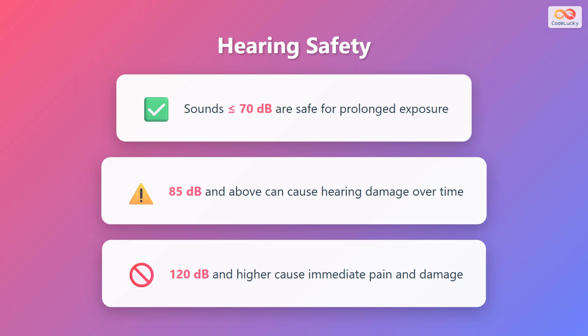Understanding decibels is crucial for protecting our hearing. Sounds at or below 70 decibels are generally safe for prolonged exposure. However, sounds at 85 decibels and above can cause hearing damage over time, especially with extended exposure. Sounds at 120 decibels and higher cause immediate pain and can result in permanent hearing damage. Always protect your ears when exposed to loud environments.